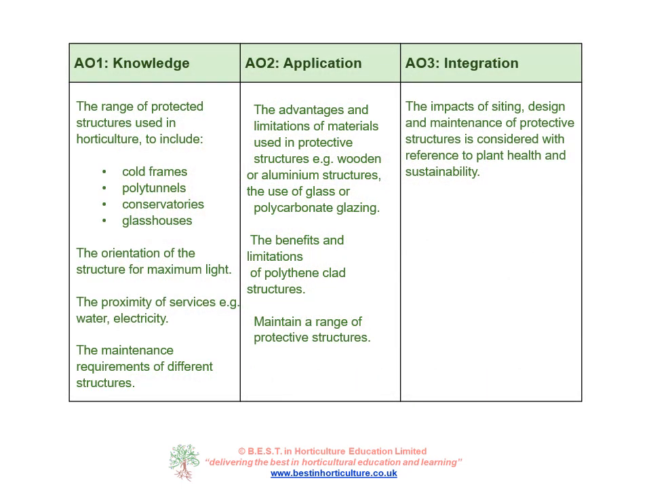As usual, have a quick look at the syllabus, and for AO1, the knowledge element, you'll need to know the range of protected structures involved in horticulture, including cold frames, polytunnels, conservatories and glasshouses. We'll consider the orientation and the siting of protected structures, and also deal with some of the maintenance requirements. For application, you'll need to know about the advantages and limitations of materials used in protective structures, and the benefits and limitations of polythene-clad structures. You'll also be required to maintain a range of protective structures.